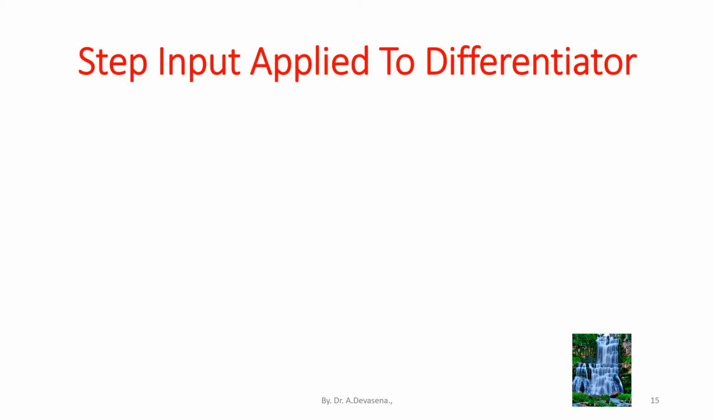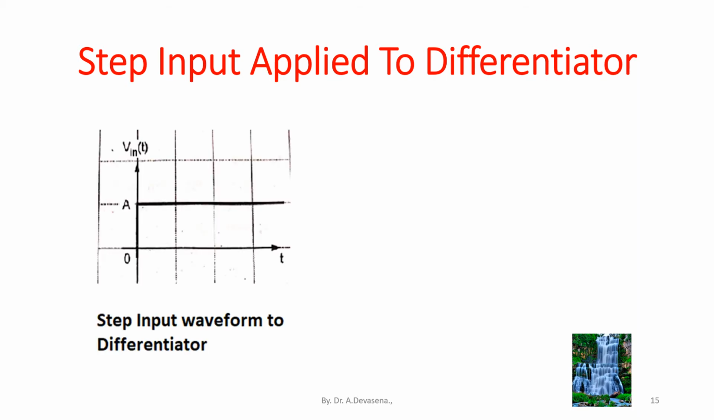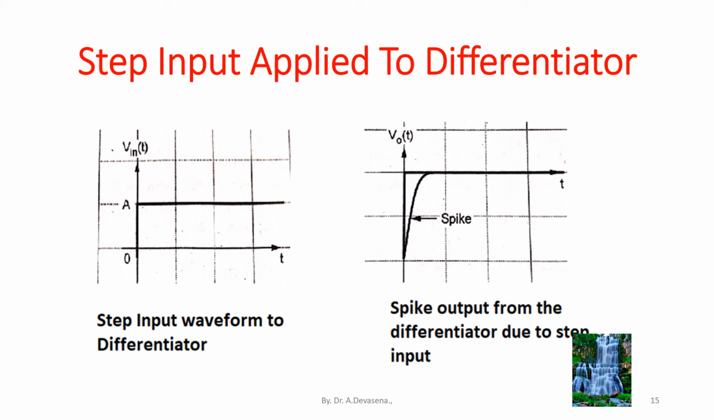Here is a representation of step input applied to the differentiator with the help of a waveform. The step input of magnitude A is applied to the differentiator. Due to this, the output obtained from the differentiator is a spike. This is indicated here.